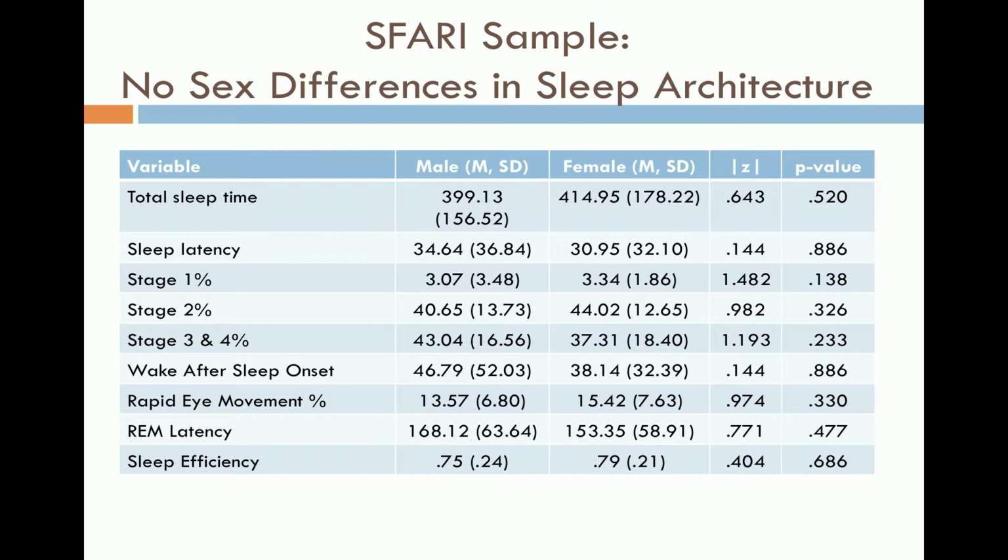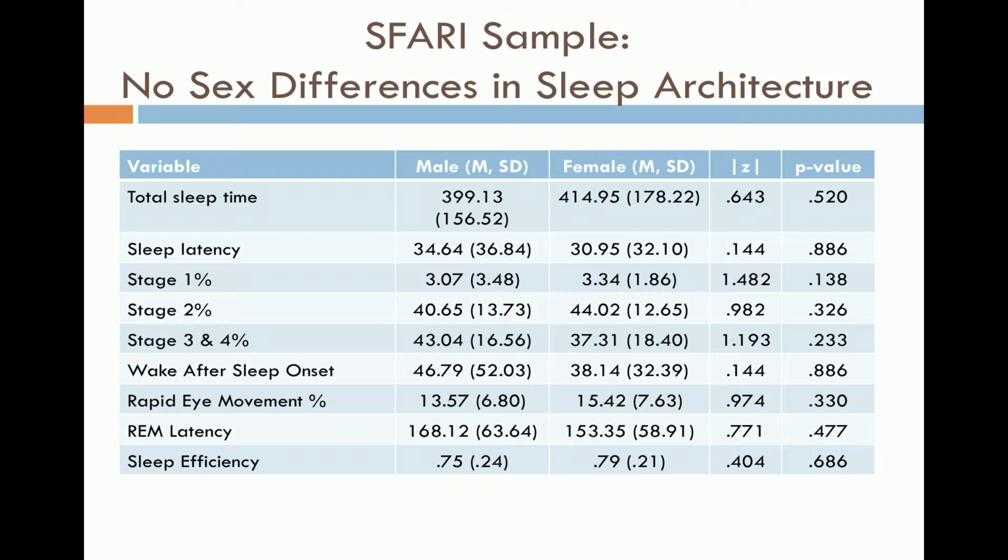So that was interesting. Similarly, we found absolutely no differences in any of our sleep measures within the autism group. So while overall individuals with autism had a very different sleep phenotype and sleep architecture to controls, there were no differences between those who were male and female who had autism.